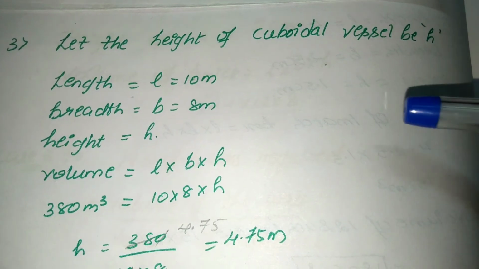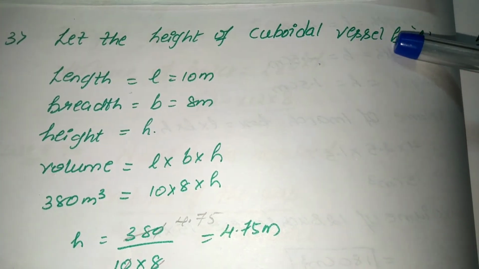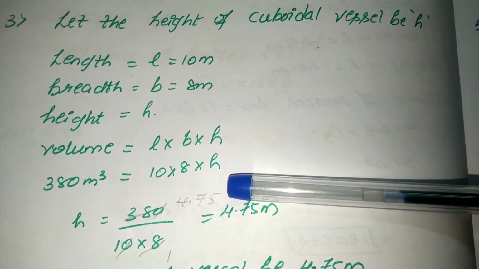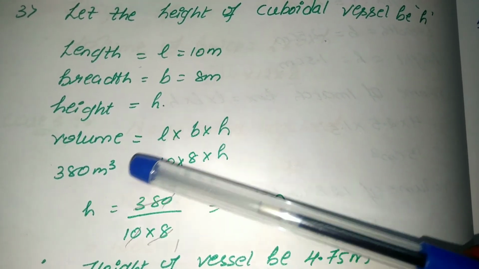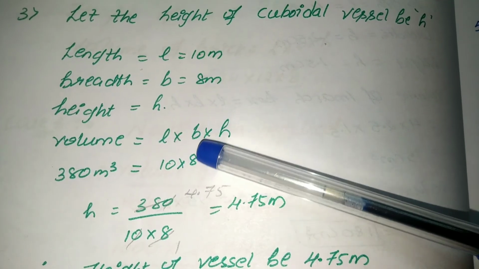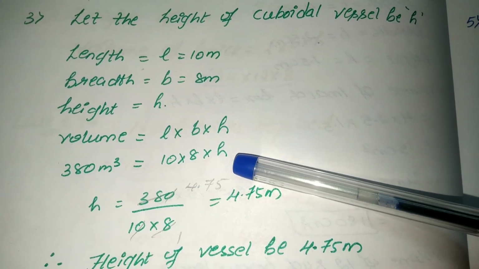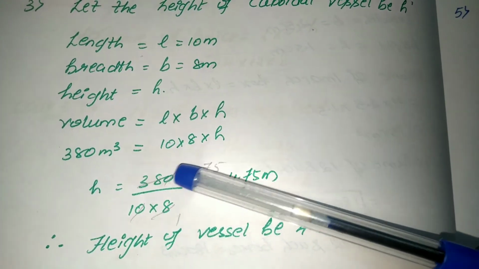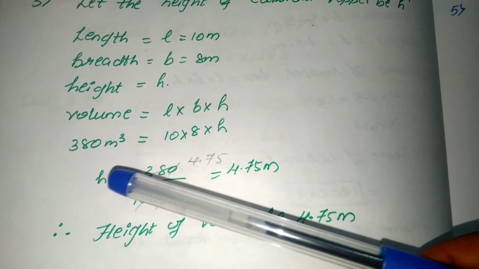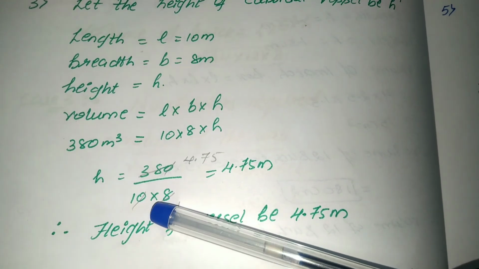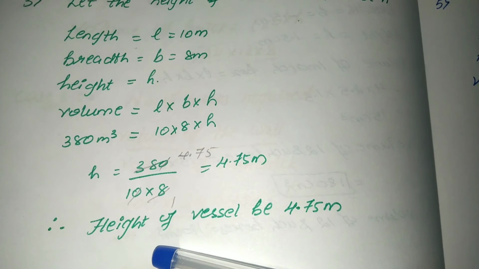So as per your question, I have written the dimensions, children, but height is not given. So I have taken height as h, and therefore the volume they have already given us is 380 meter cube. So I will substitute that under volume. Under L I will substitute 10, under B I will substitute 8, but H is not given, so I will keep H as it is. H will remain as it is, and the other two dimensions will go to the other side as the denominator, because here is a multiplication symbol. When it goes to the other side, it becomes division. Cancel the values, so you will get 4.75 meter as the height. Hence the height of the vessel is 4.75 meters.